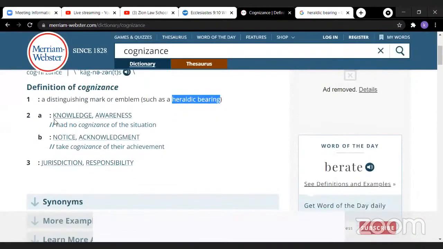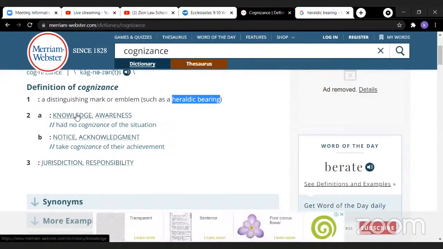Okay, continue, please. 2A, knowledge, awareness. B, notice, knowledge, acknowledgement. 3, jurisdiction, responsibility. So we're still under the Most High's jurisdiction or authority. Why? Because he's responsible for us, right? He notices and acknowledges that we exist. We're in his awareness.